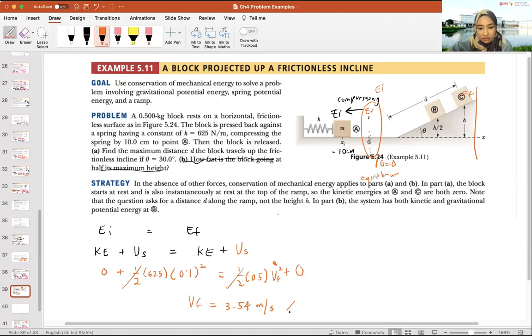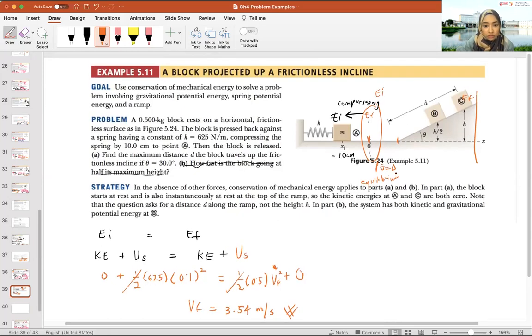So this is your final velocity dekat sini. Specifically here. Specifically, I have to say that. Specifically at this point, that is your velocity. If you get this velocity and you say it's here, no, it's wrong. It's not that, because we know that akan ada something else kacau dia punya velocity ni.